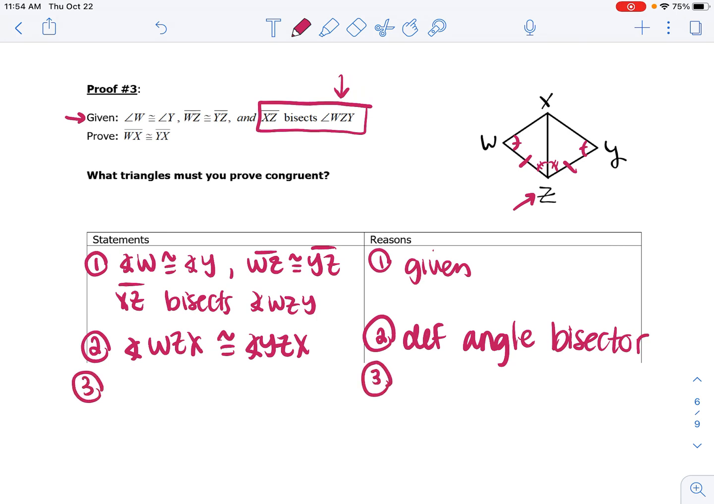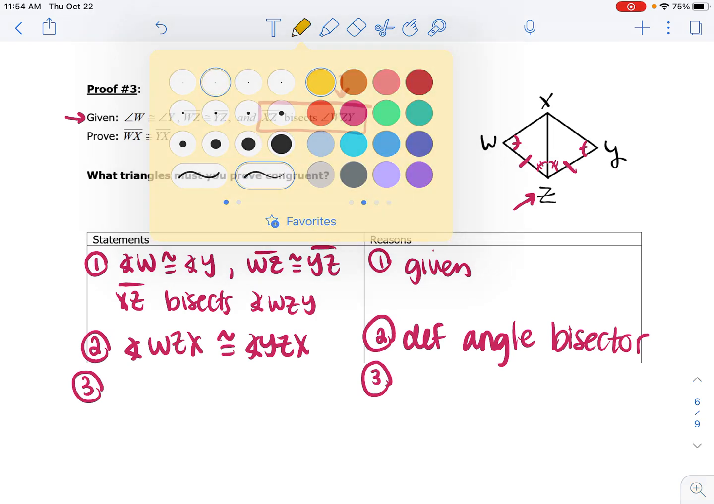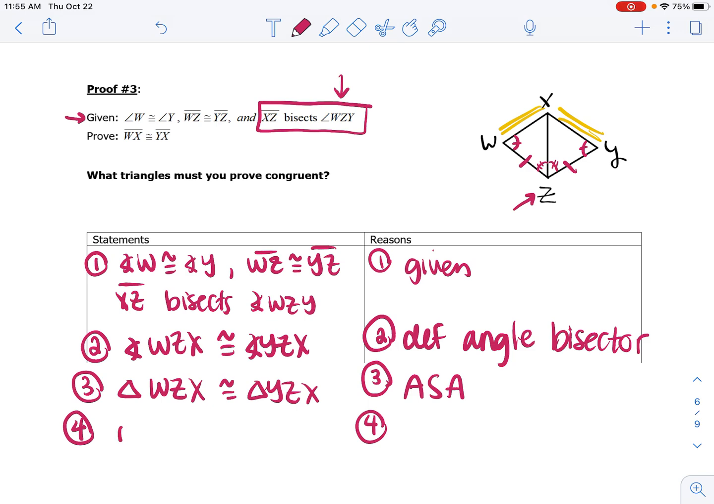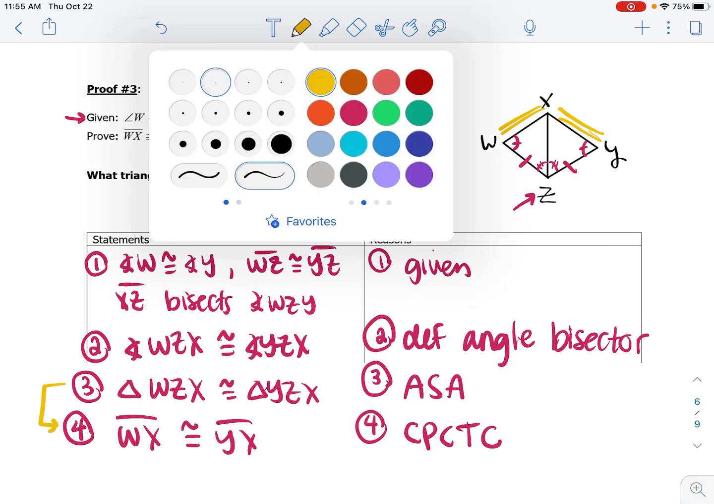So which triangles in this diagram are congruent? Remember, we're trying to prove those two sides are congruent. So triangle WZX is congruent to triangle YZX through the angle side angle postulate. So now that we've proven the triangles congruent, can we say that WX is congruent to YX? Yes, we can, through CPCTC. So recognizing, again, proving the triangles congruent, and then proving that their corresponding parts are congruent.